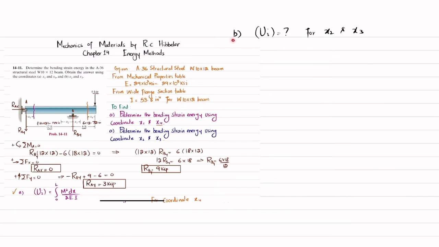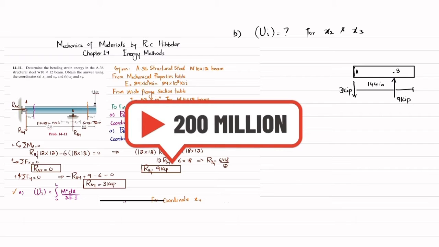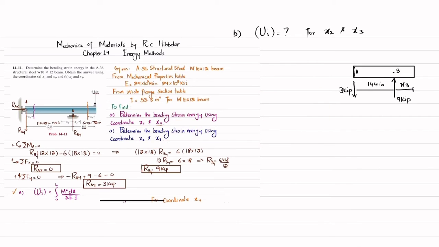Now in part B, it has been asked to find the strain energy due to bending for coordinates x2 and x3. So for that, you can see x3 is here. So we will cut the beam over here, and we will take the left side as a free body diagram to find the moment M3. So for that, I will draw the free body diagram of the beam. You can see this is point A, where you have the vertical reaction of 3 kips downward. Clear? This is your point B, where you have RBY, which is upward, and RBY is 9 kips. Clear? This total length is 144 inch, and this is the coordinate x3. So when you cut it, you will be having a shear force V3 downward, and you will be having a moment M3.